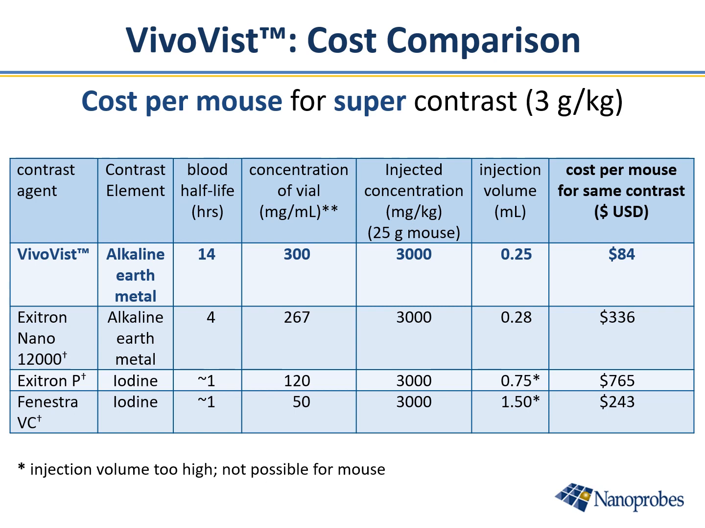And moving on to super contrast, 3 grams per kilogram body weight, at that level of contrast, the injection volumes required for some of the other contrast agents are actually too high for safe administration to mice, as you can see here.